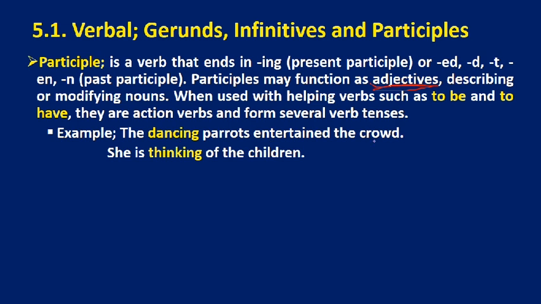The dancing parrots entertained the crowd. Here the participle dancing is in its present participle form, since it took verb ing. What is it explaining? It's talking about the parrots. It's telling us what the parrots do, what type of parrots they are. So there are many parrots.